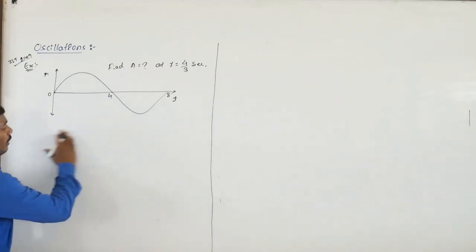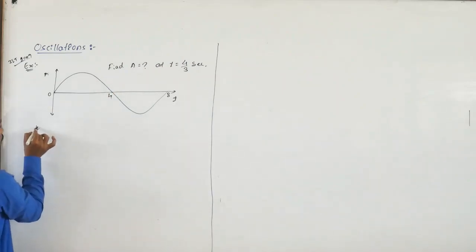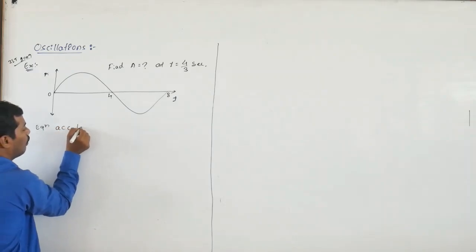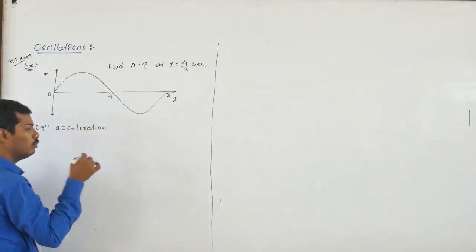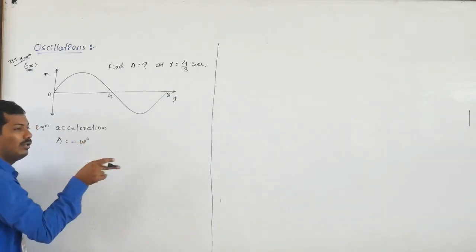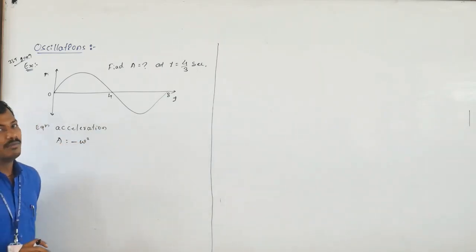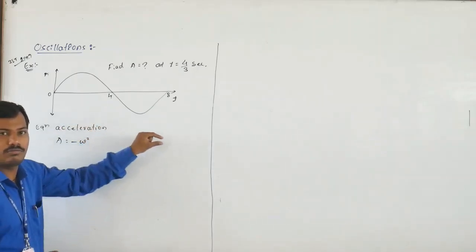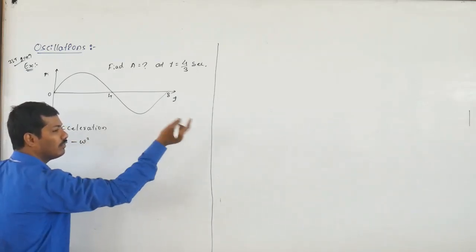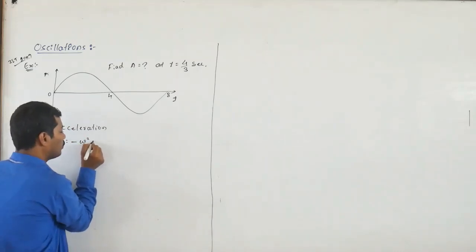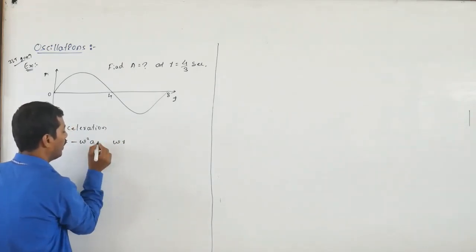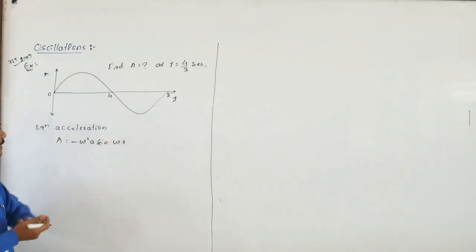Then what is the equation for that? The equation of acceleration of a particle executing simple harmonic motion is a equals minus omega square into A, where A is the amplitude. The general form of acceleration: y equals A sine of omega t, so the acceleration is minus omega square into A into sine of omega t.